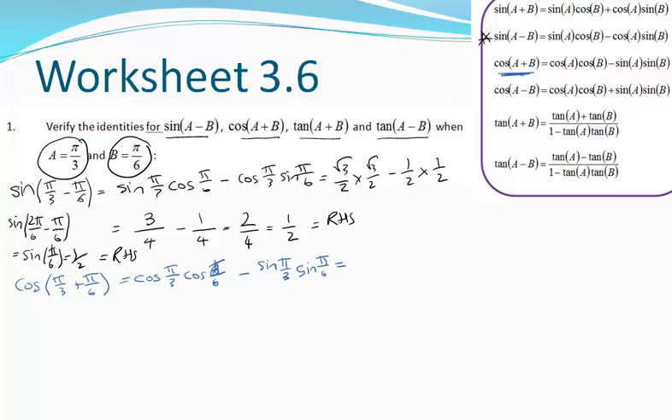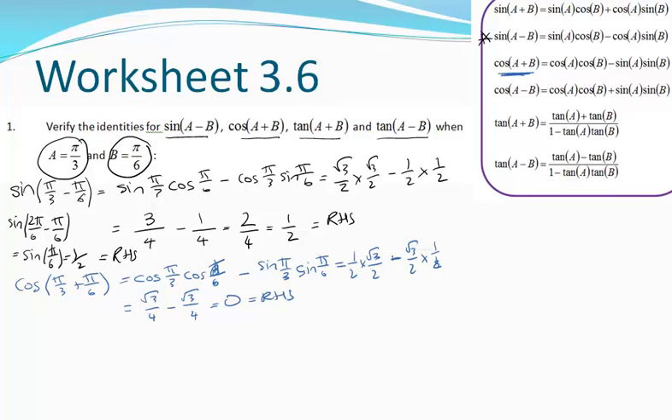So here we substitute our values in. So cosine of pi on 3 is a half, and cosine of pi on 6 is root 3 on 2. Sine of pi on 3 is root 3 on 2, so we're minusing root 3 on 2, multiplied by sine of pi on 6, which is a half. So here we end up with root 3 on 4 minus root 3, that's a 2, on 4, which is equal to 0. That's our right hand side.